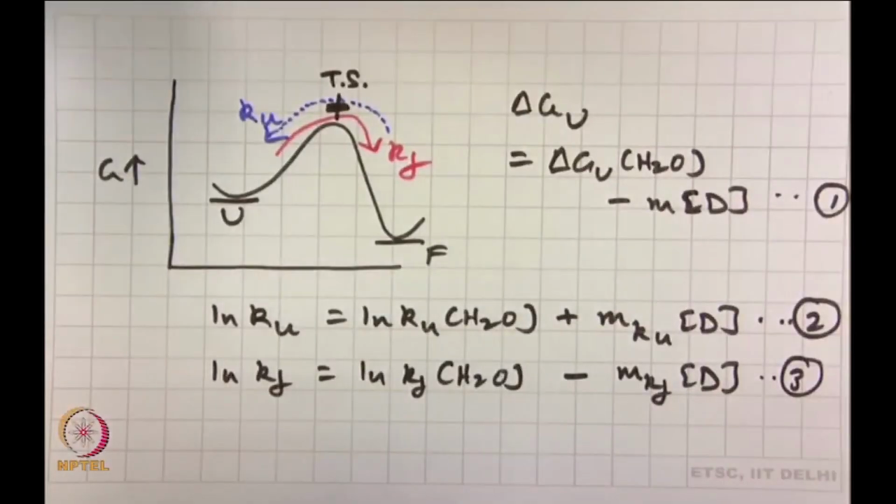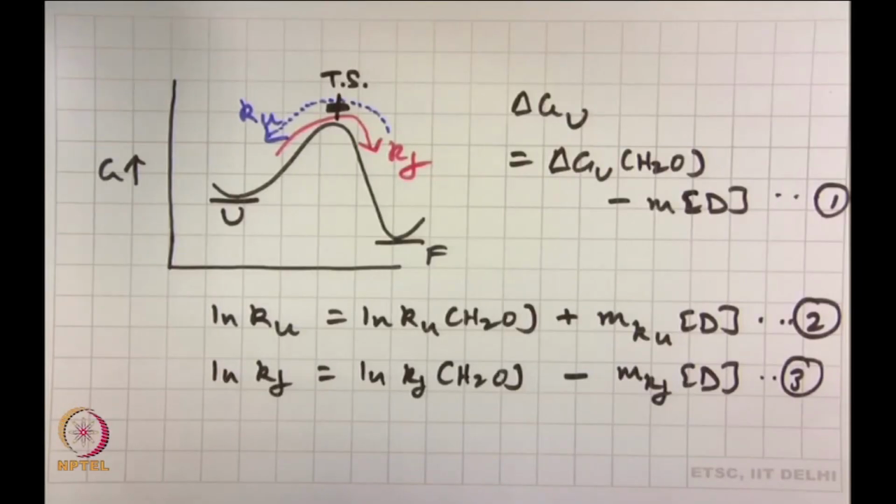Now, tell me, is this equation logical or not? The previous equation was: if I go to a higher concentration of denaturant, my unfolding rate constant increases. Remember, both mKu and mKf are algebraically positive. Now, in the second case, what does it say? If I increase the concentration of denaturant, what happens to Kf or ln Kf? It decreases. Makes sense, right?